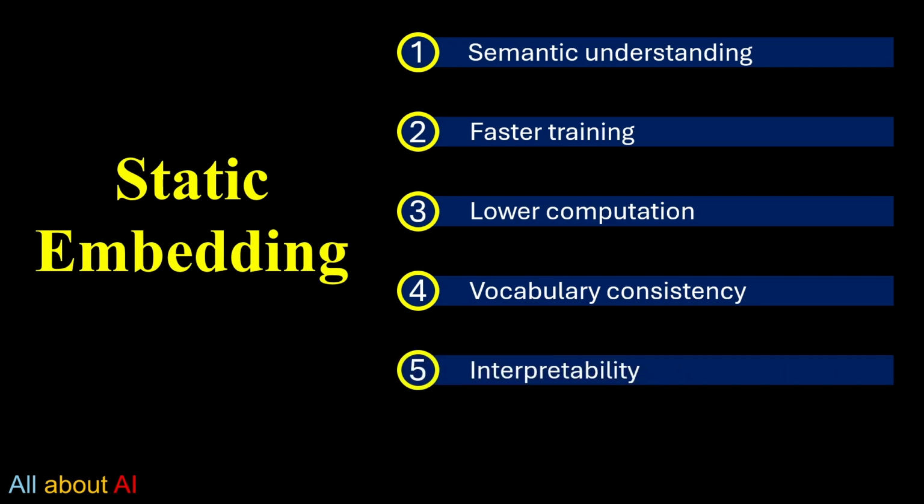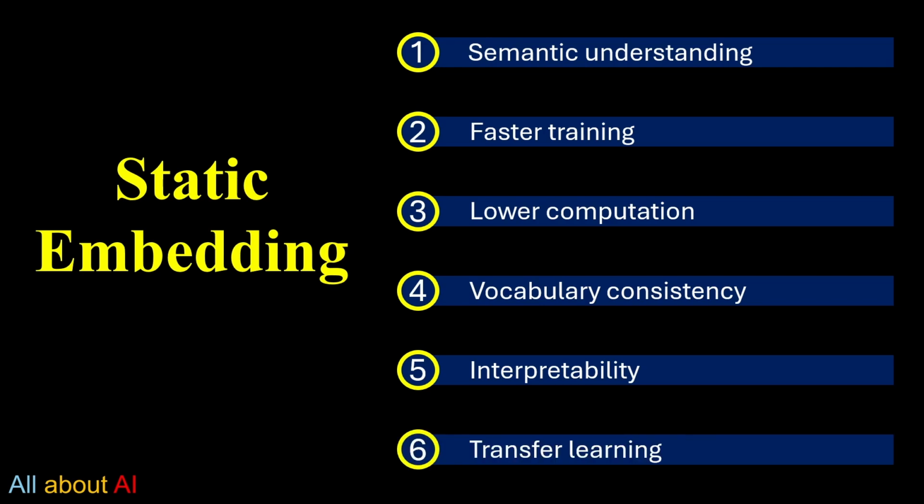Interpretability. We can visualize and even do word math, like the famous one, king minus man plus woman equals queen. So there is no black magic, it's pure mathematics, and it's the vector space computation that's giving this interpretation or reasoning. Transfer learning. Reuse embeddings for new tasks or low data scenarios.